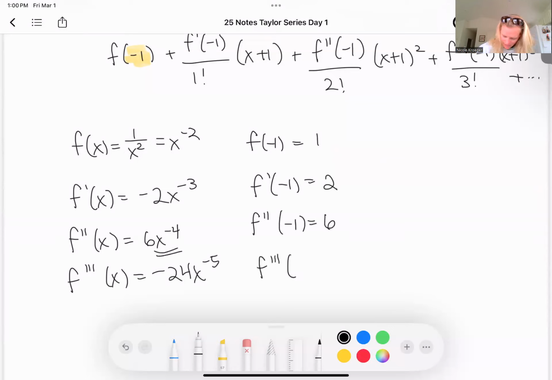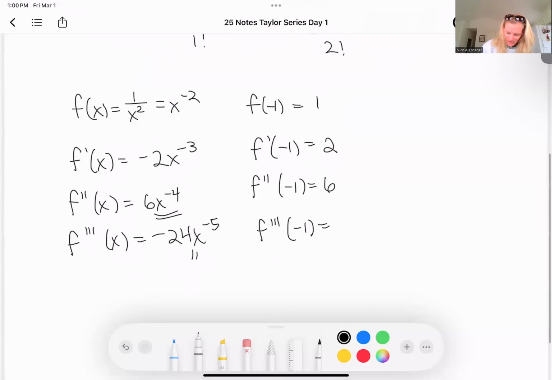And again, the third derivative: I'm going to have -1 to the 5th, which will be negative. So remember, the reason that I'm saying this is to the 5th is this is -24 over x to the 5th. When I plug -1 into this, I'm going to get -24 over -1 to the 5th, which is -1. So I'm going to have -24 over -1 gives me +24.